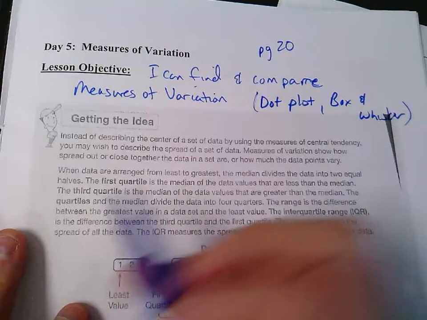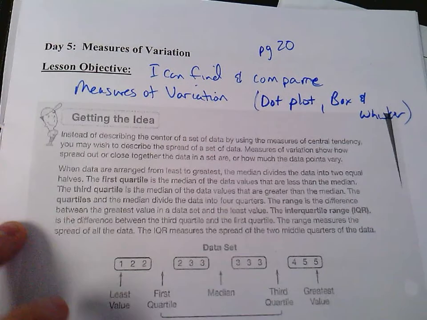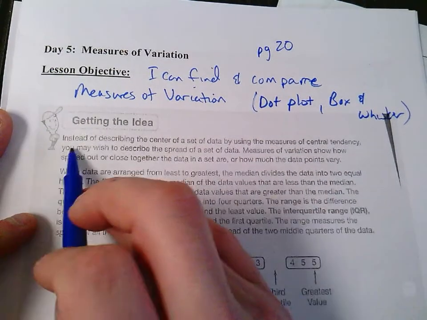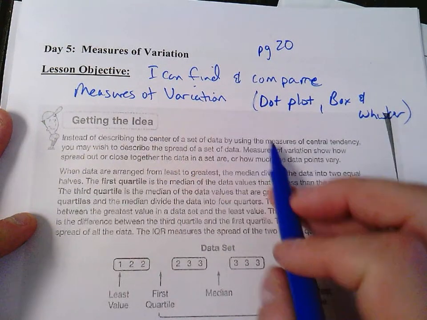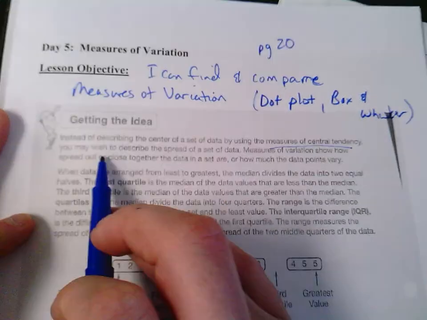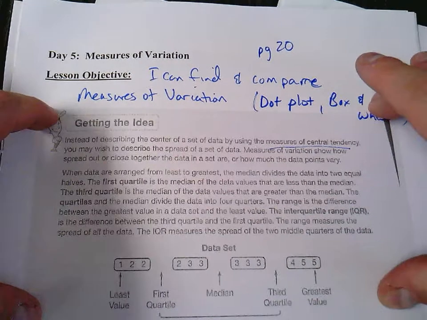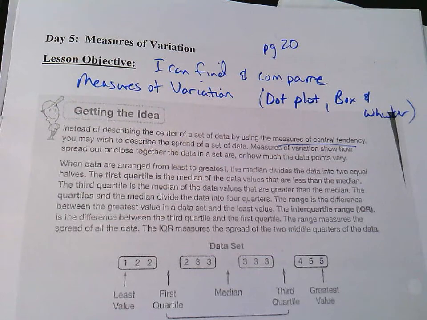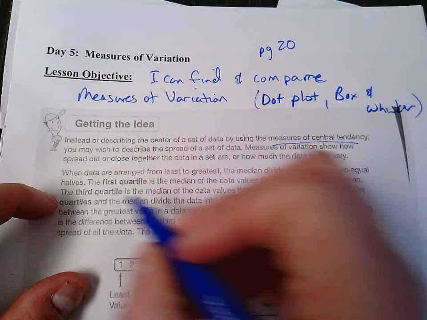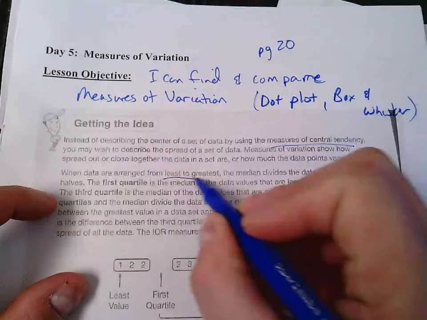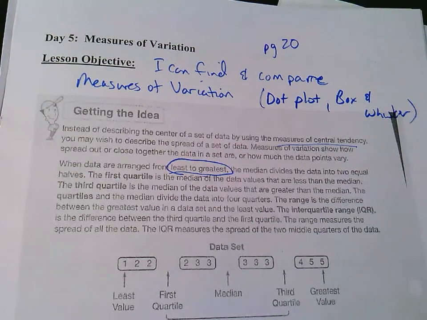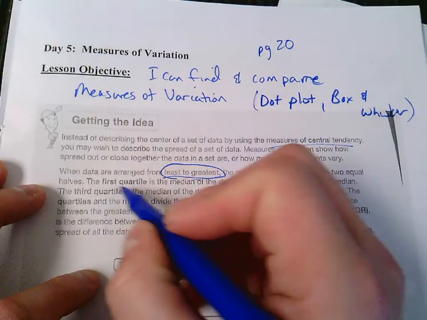Instead of describing the center of the data, usually, which is a measure of central tendency. Okay, actually, I want you guys to go ahead and read this. Hit pause, read this, and then we'll come back. All right, we read this. So we talk about when data is arranged from least to greatest. That's the important thing. You have to arrange the data in order. Sometimes that order is not given to you, so you have to do that. You have to do that when you find the median, the first quartile, and it breaks it down into 3 quartiles.